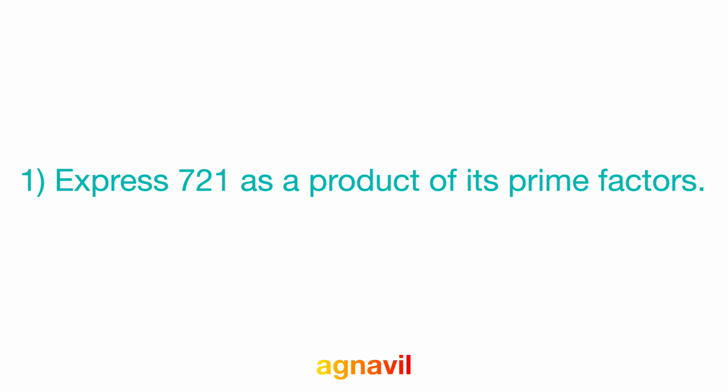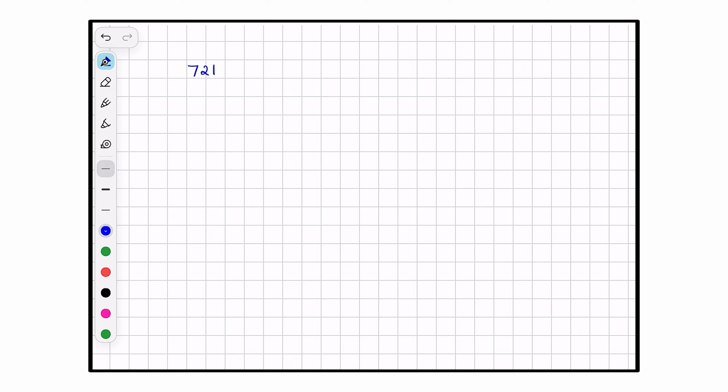Express 721 as a product of its prime factors. So how do we approach? We have 721 and we are straight away going to prime factorize it. We can do it simply as 7 into 103. And is 103 a prime number? That will be the question.